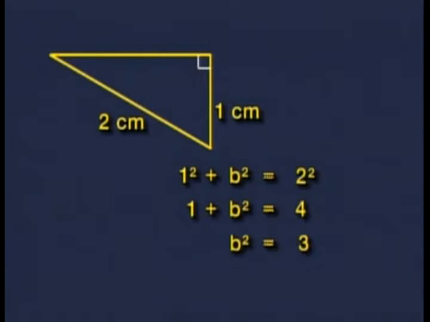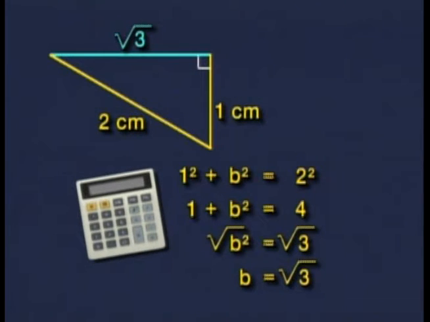Now subtract 1 from each side of the equation. To solve for B, find the square root of each side. B equals the square root of 3. Knowing that this leg is the square root of 3 doesn't tell us much about its length. So we'll use a calculator to approximate the square root of 3.